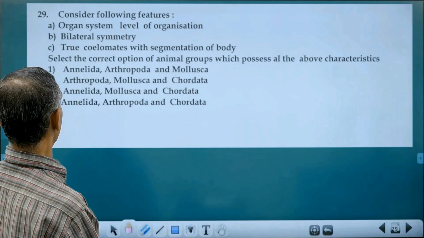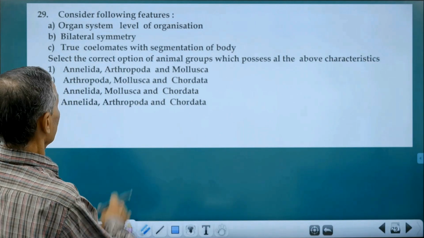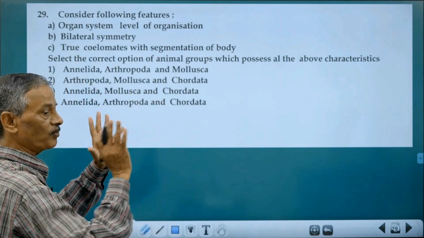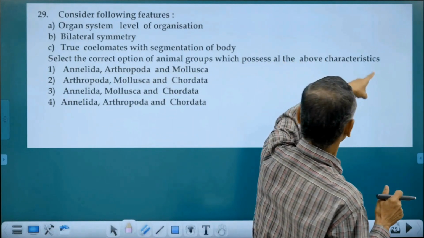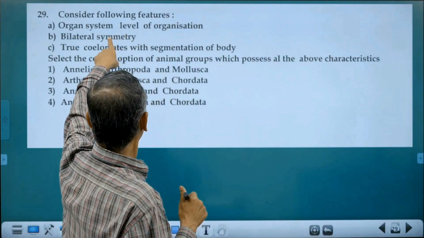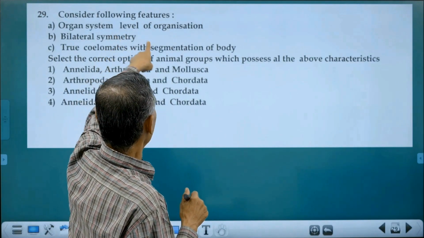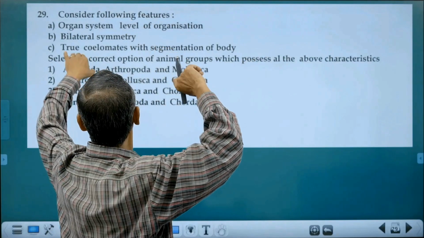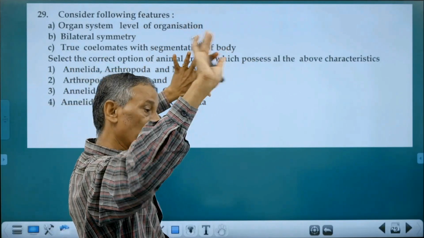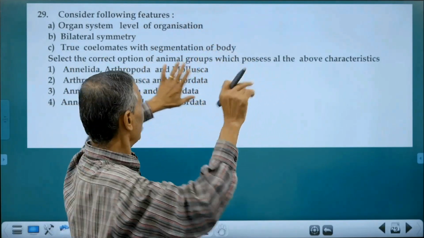Consider the following features. We are given a set of characters. From that, you have to identify. Select the option of the animal group to which all the above characters are seen. Organ system level of organization. So from Aschelminthes onwards. Bilateral symmetry. So that excludes Echinodermata.